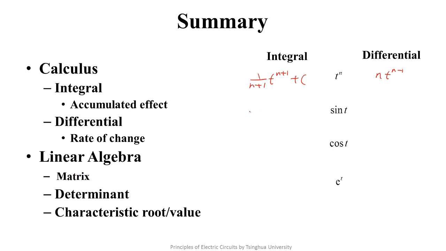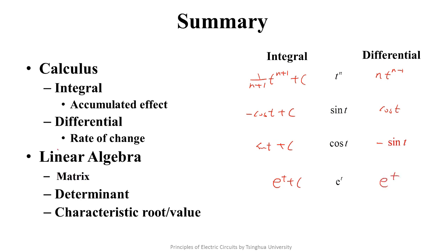For sin t, its integral is minus cosine t plus a constant c. Its differential is cosine t. For cosine t, its integral is sin t plus c. Its differential is minus sin t. For e to the power of t, its integral is e to the power of t plus c, and its differential is e to the power of t.